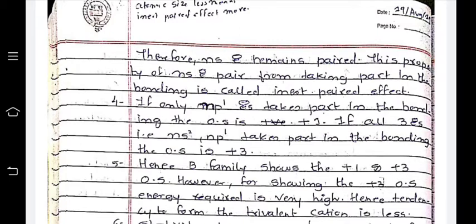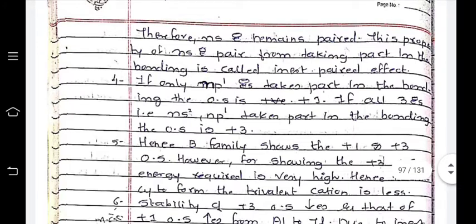Therefore, the ns electrons remain paired, and this property of the ns electrons of not taking part in the bonding is called the inert pair effect.